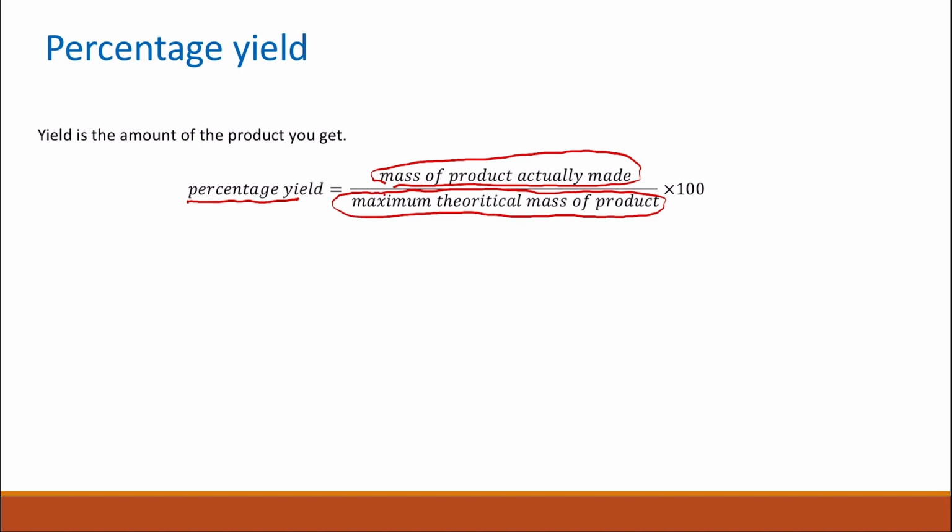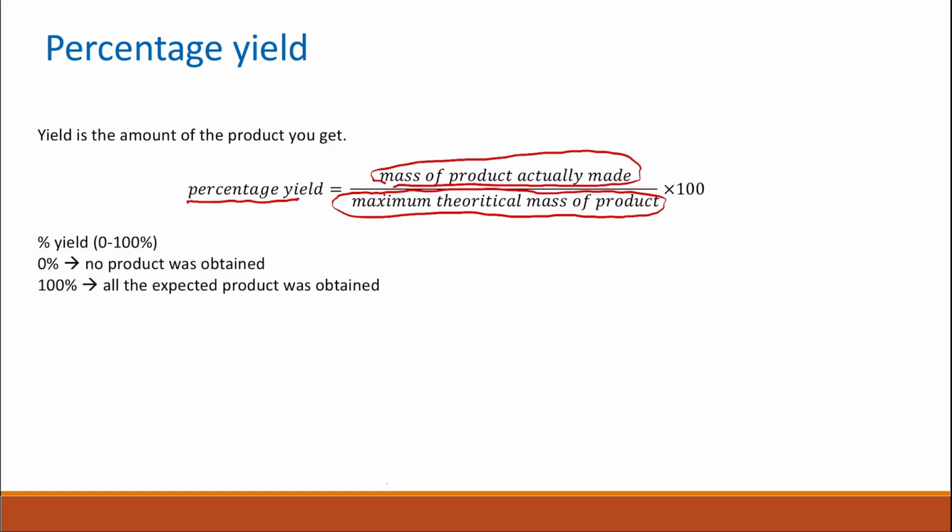When you do a reaction, what we always assume in our calculation is that the reaction will give you 100% of the product. However, this is not the case. So we're going to end up with less product than what you expect. The percentage yield can vary between 0 and up to 100%. So 0% yield means that no product was formed at all. And 100% yield means that all the expected product was obtained.